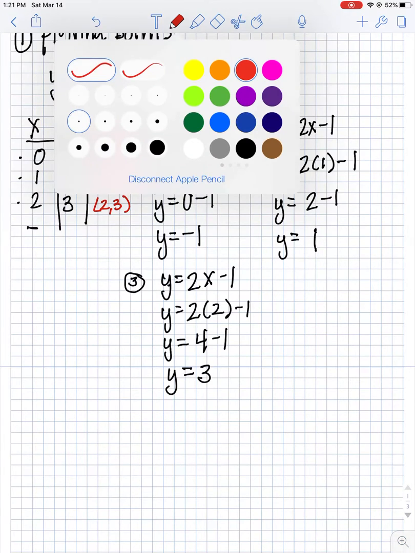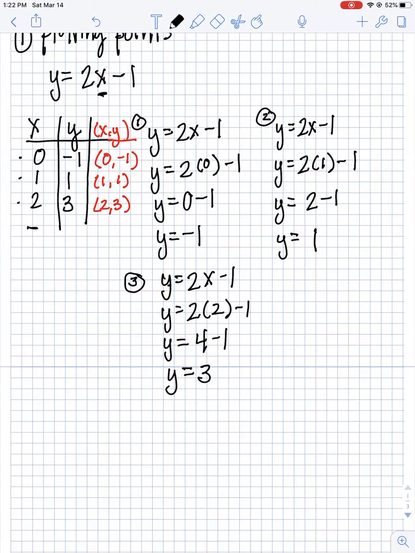Okay, and so now I'm going to draw a coordinate plane. That's why I chose graph paper. Okay. So here's my little coordinate plane. I'm graphing this by hand for you. The first point we're going to do is 0, negative 1, which means we go over 0 and we go down negative 1. So that's ordered pair number 1, 0, negative 1.